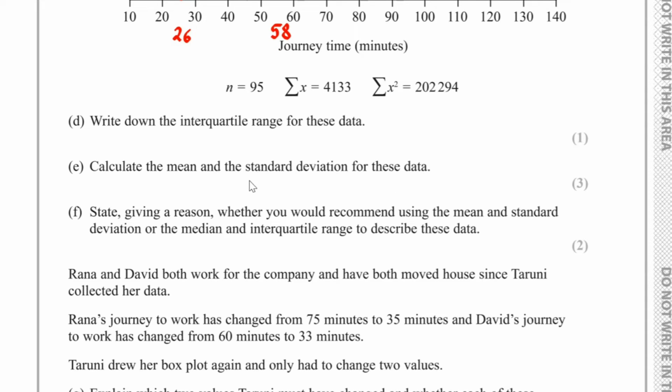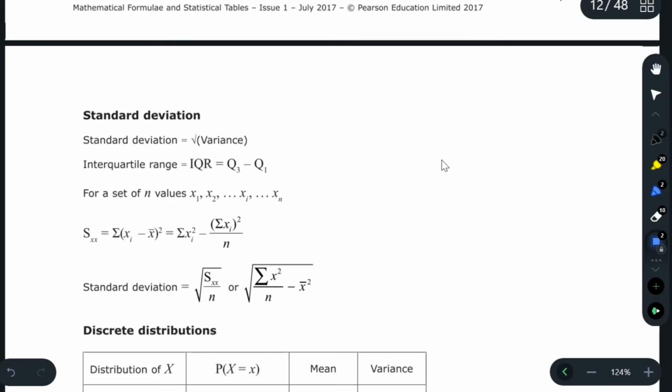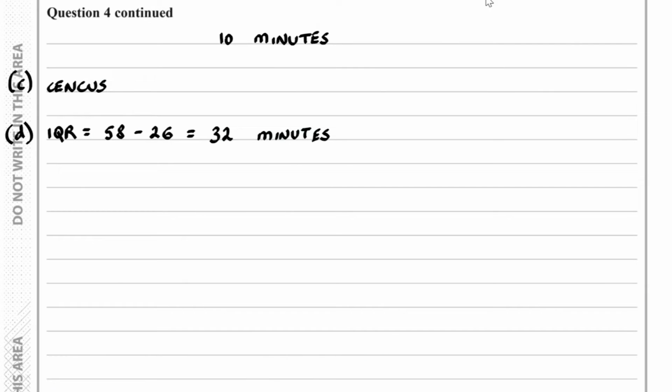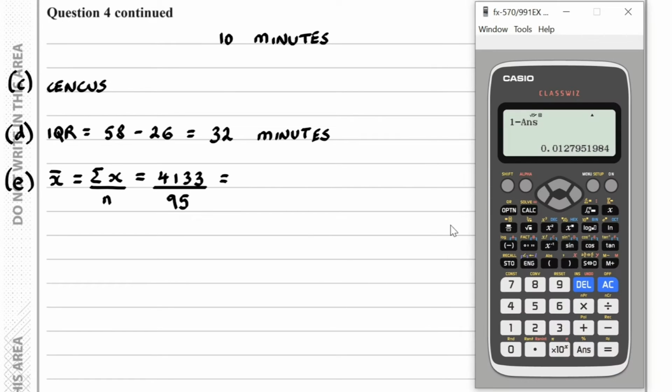Then for part E, we have to calculate the mean and standard deviation for these data. Well, we've got n is 95, the sum of the x's is 4,133, and the sum of the x squareds is 202,294. Now, to calculate the standard deviation, we can use this formula here, the square root of the sum of the x squared over n, subtract the mean squared. So what we need to do before we do anything else is calculate the mean. The mean is equal to the sum of the x's over n. So we've got 4133 over 95.